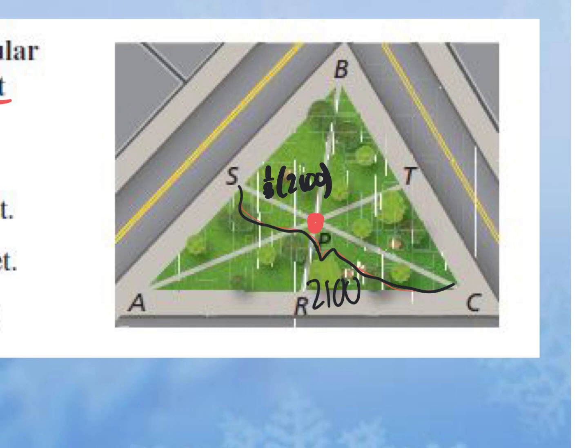What is 1/3 of 2,100? 700. So SP must be 700. Then what is PC? 1,400, okay? You can either calculate the 1,400 by taking 2,100 and subtracting 700, or doing 700 and multiplying it by 2. Do you guys agree? Any questions on that segment?